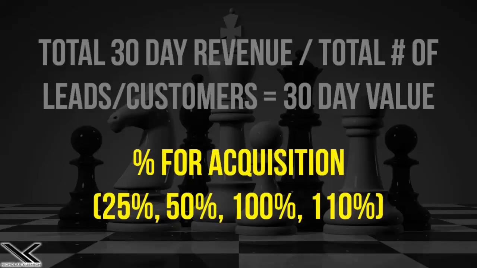So think about this. Let's just use easy numbers again. For the sake of this example, let's say 50% is the percentage that you're willing to spend on acquisition. So if we had 100 leads at $1,000 of revenue, we have a $10 value. 50% of that would be $5 acquisition cost, and that in turn is your magic metric.